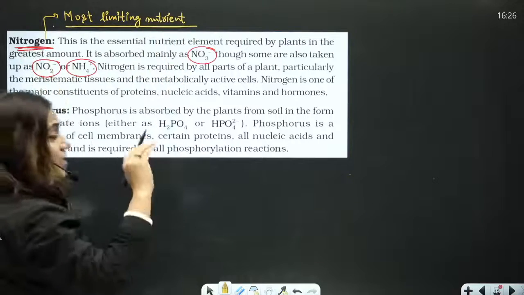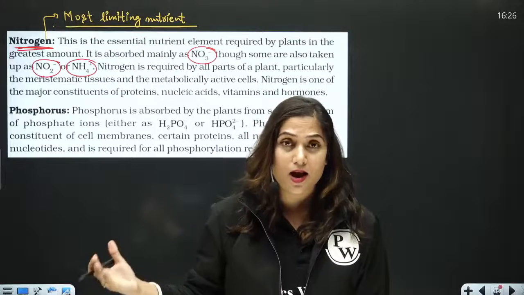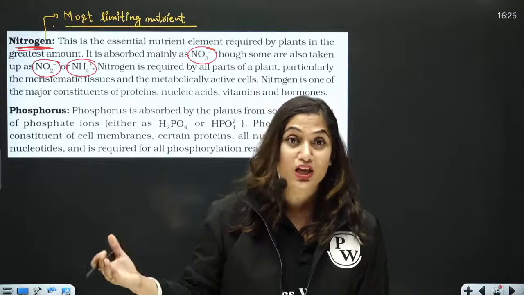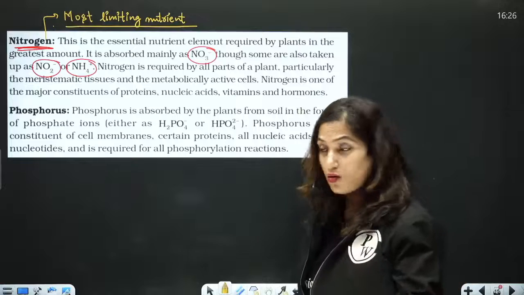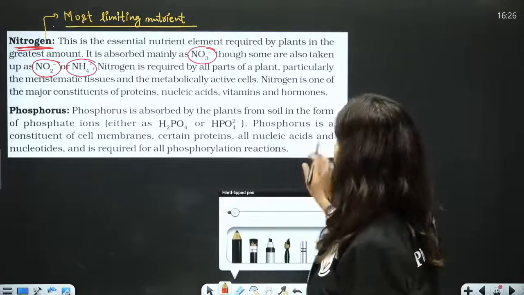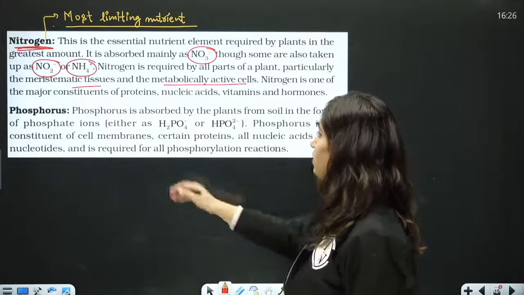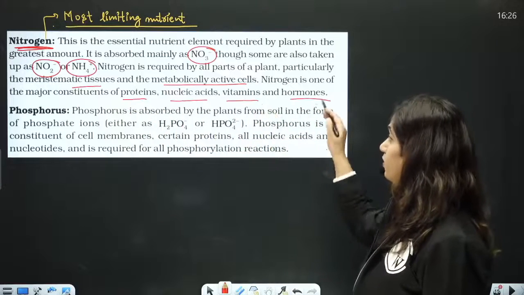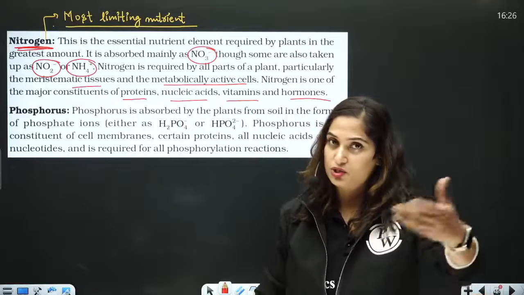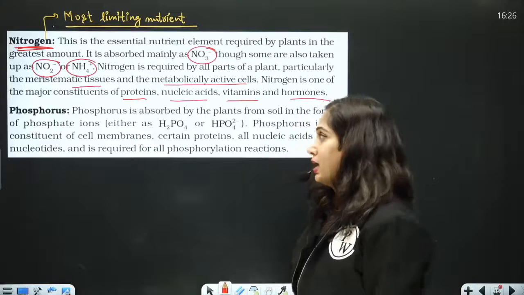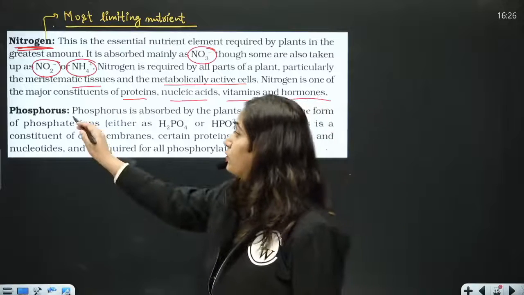It is required in major quantities by the plant because nitrogen is present everywhere. It is present in DNA, RNA, proteins, hormones, vitamins, even in chlorophyll. Nitrogen is everywhere in the plant. That is why it is also one of the structural components. So nitrogen is required by all the plants, by the meristematic tissue, by metabolically active cells, and it is the constituent of proteins, nucleic acids, vitamins and hormones, right? And you know what happens due to deficiency of nitrogen. We have just learned necrosis, chlorosis, right? Chlorosis mainly.